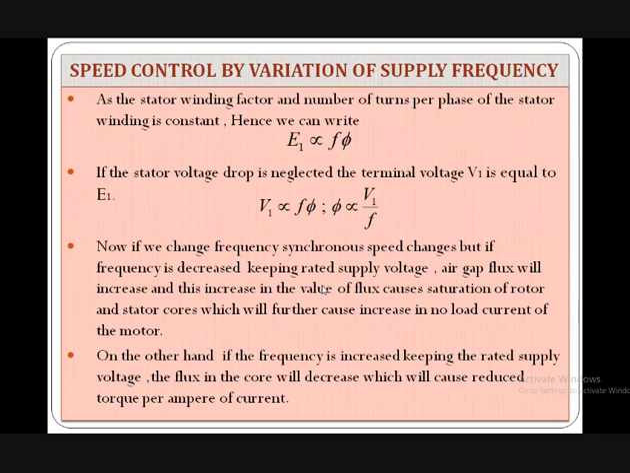Again, if we increase frequency keeping rated supply voltage, the synchronous speed increases, but the flux in the core will reduce, which will cause reduced torque per ampere of current. This is the problem of the frequency control method. If frequency is decreased to decrease the speed of the induction motor, the flux saturates, and if frequency is increased to increase the speed of the induction motor, the flux reduces, which may cause reduced torque.